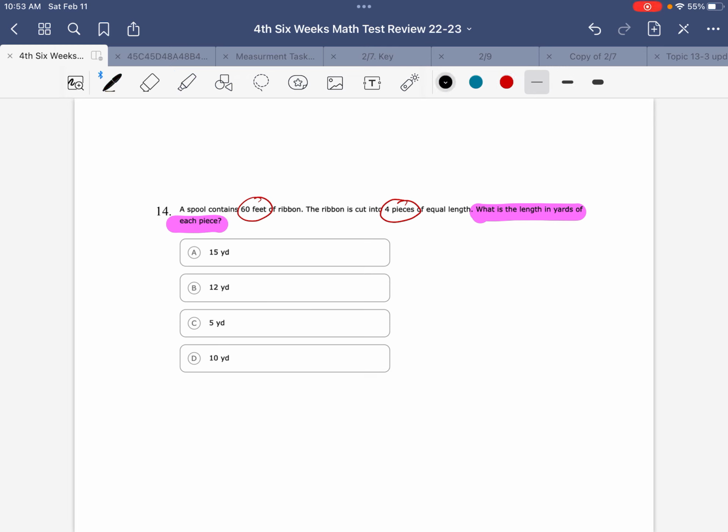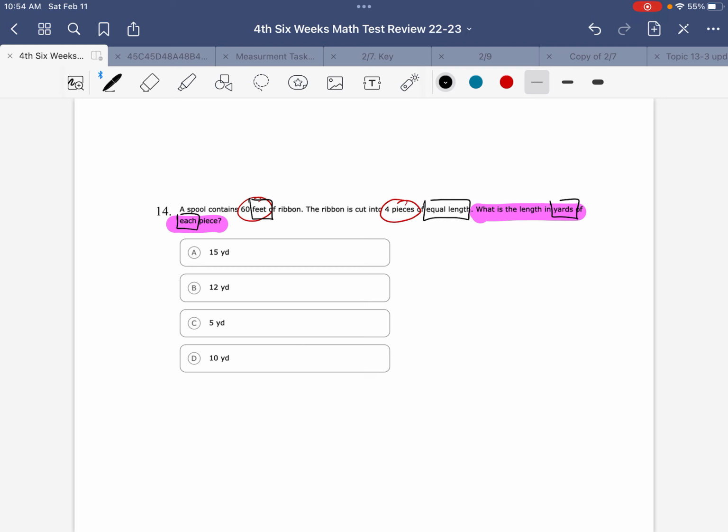Box in my keywords. So I have feet. I have equal length. I have yards. And I have each. Okay. So lots of valuable stuff in here.